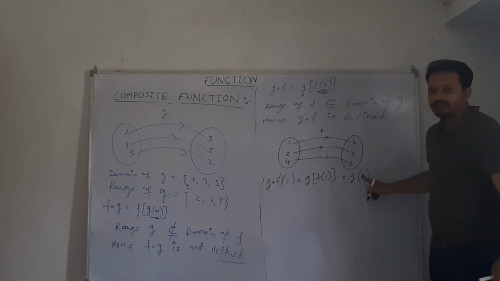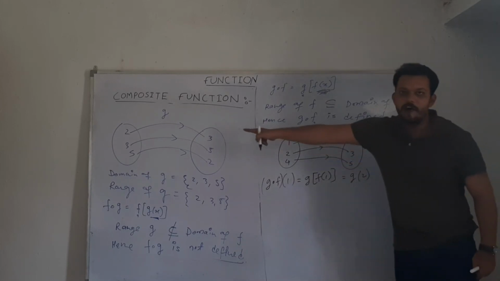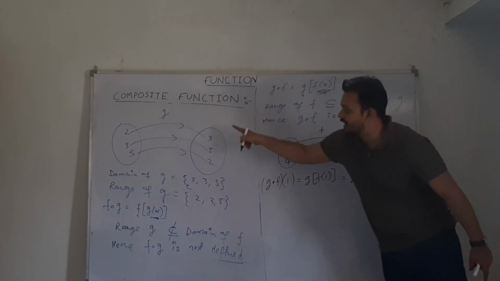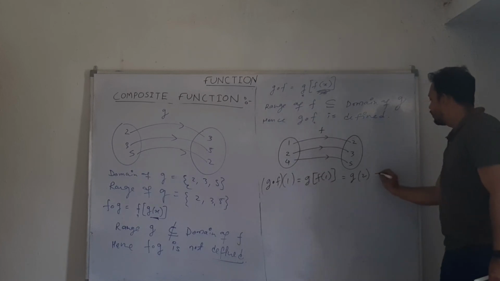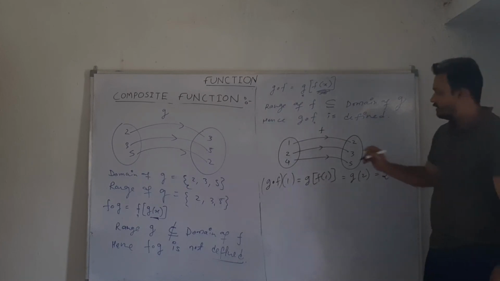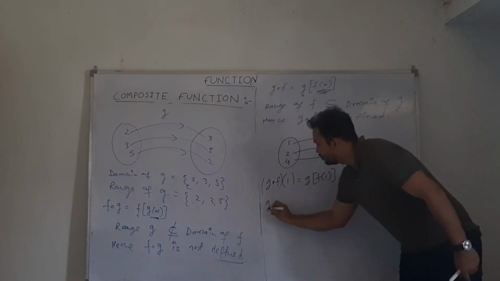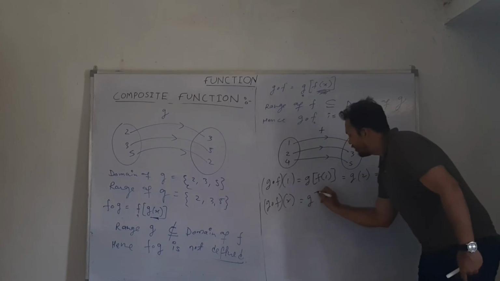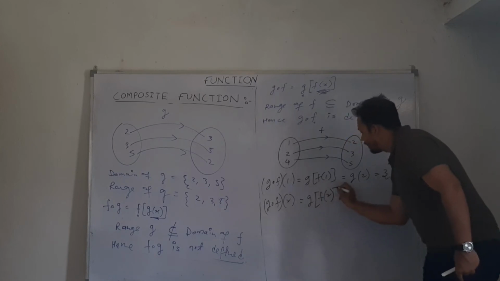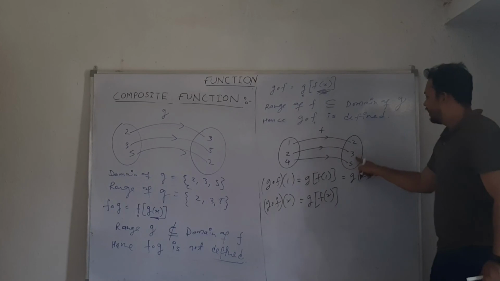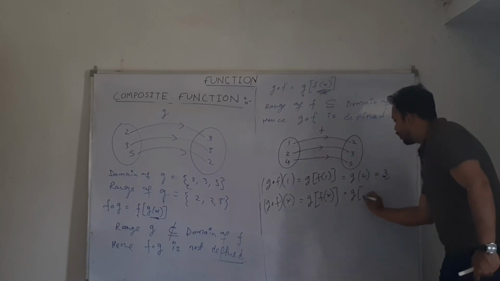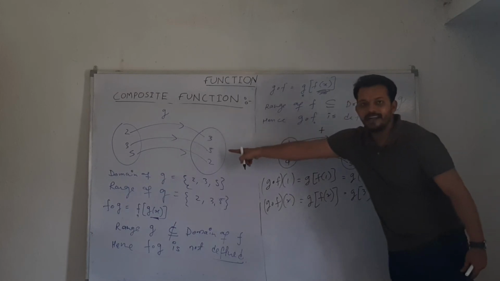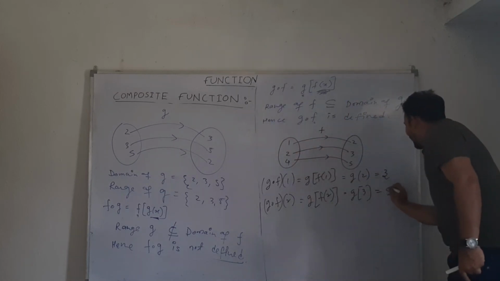Now comes the role of the second function g. When we put 2 in the function g, we are getting 3. So g(2) is equal to 3. The second element is 2, so GOF(2) is equal to g(f(2)). Now f(2) is equal to 3, so we will write g(3). When we put 3 in the function, we are getting 5. So g(3) is 5.